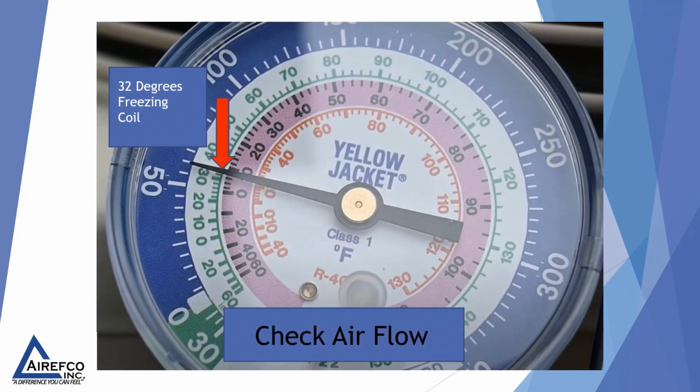So let's take a look at a practical example of how airflow can affect the readings on your refrigerant gauges. In this example, we have refrigerant R22 in the system, and on the R22 scale, we are reading 32 degrees, which means that our coil is freezing. So why is it freezing? Are we low on refrigerant, or do we have an airflow issue?